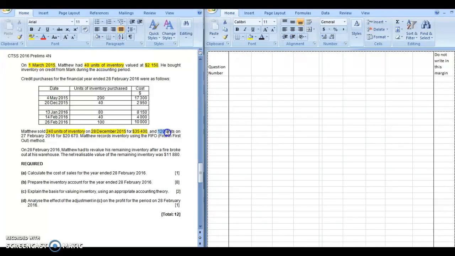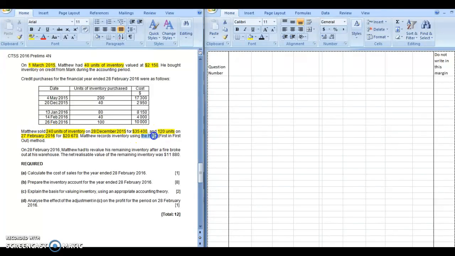Now, this is very important for you to remember because it makes a difference later on when you are calculating the cost of sales or the inventory account, because you might be taking the wrong figure. A lot of students do that. Okay, I will show you how to do it the proper way. And also, the business sells another set of goods, 120 units, on 27th February 2016 for 20,670. Again, this is the selling price.